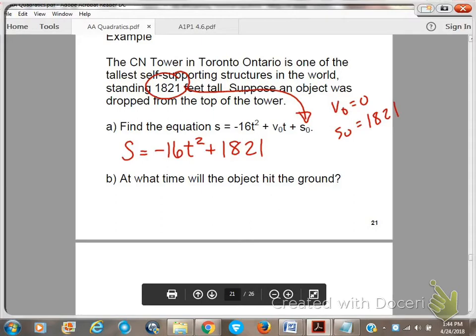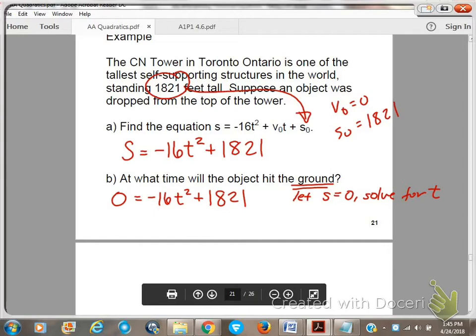All right, now, at what time will the object hit the ground? If you're hitting the ground, what's your height there? 0. 0, okay? So when you want to hit the ground, that's saying let s equal 0, solve for t. So if we have 0 equals negative 16t squared plus 1,821, and we need to solve for t.